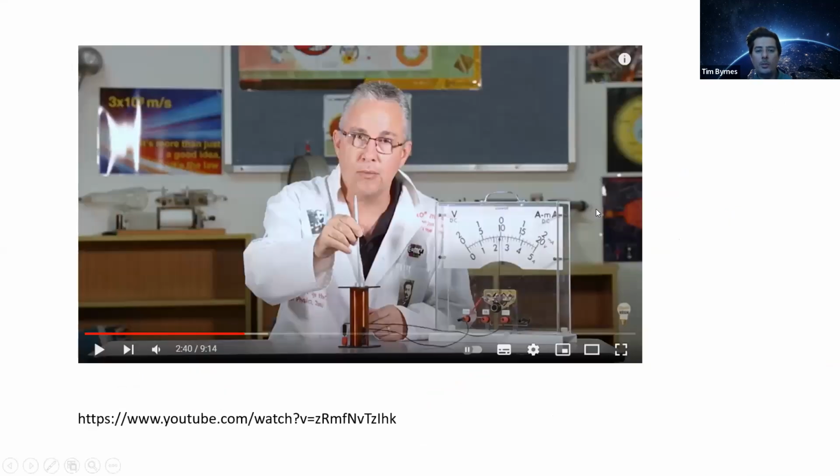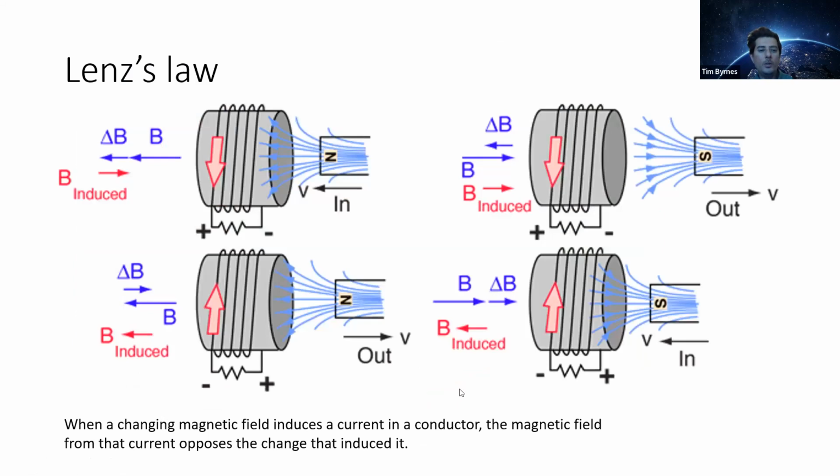Okay, so this was the video which I think you were shown, and what this guy is doing is putting a magnet inside this coil, and then this big old voltmeter is swinging when he puts the magnet inside. Then Lenz's law is almost the same thing, but it's viewed from the point of view of the magnetic field.